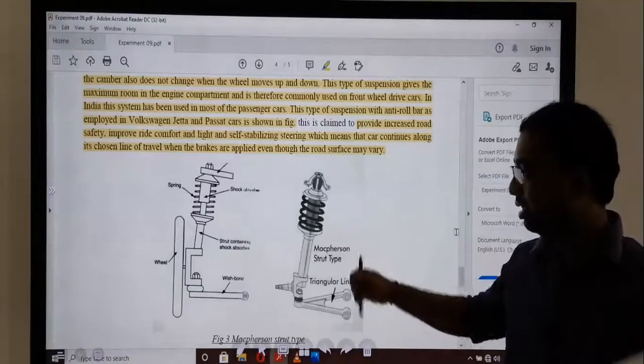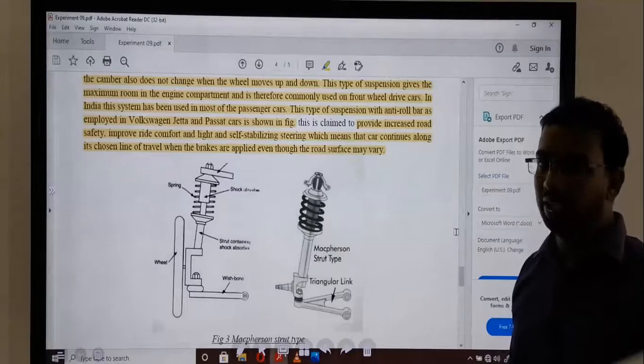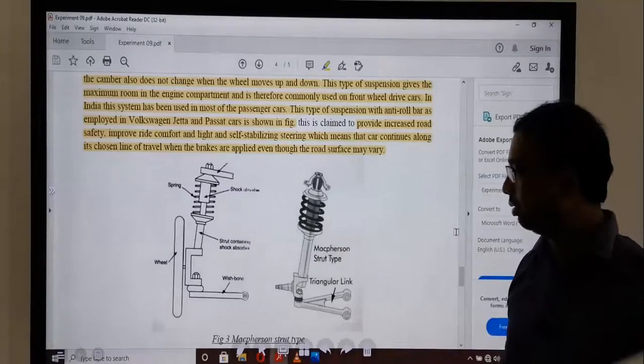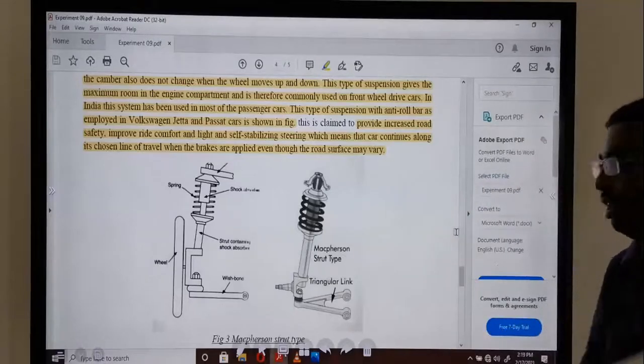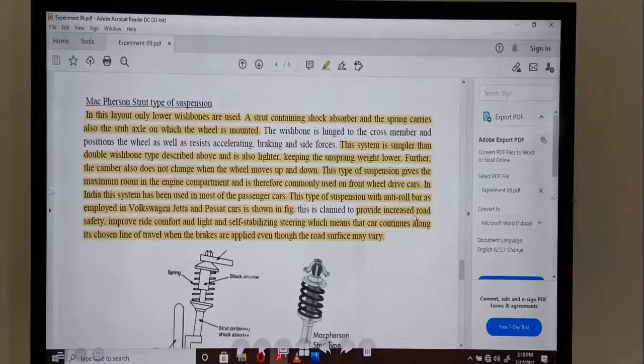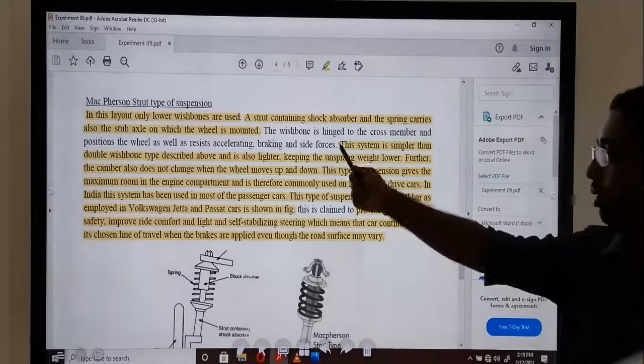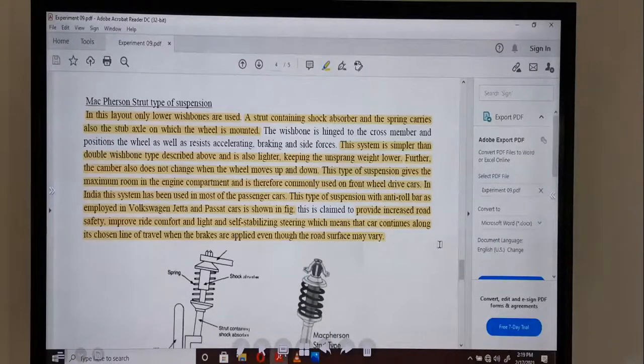So the size of the coil spring is also very small. This type of McPherson suspension is used normally in lighter or smaller vehicles. The spring carries the stub axle on which the wheels mount. This system is simpler than the double wishbone type described above, and is also lighter, keeping the unsprung weight lower. That means the spring is very small, so that's why there's a weight loss.